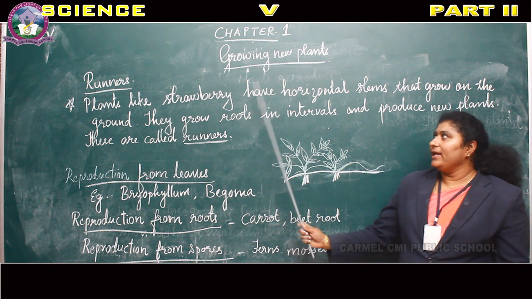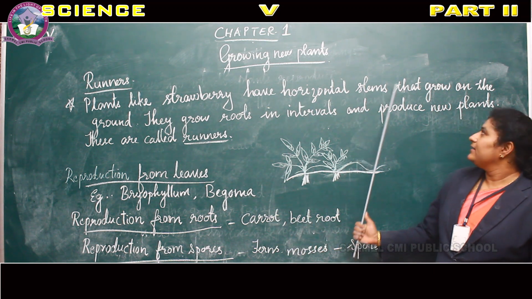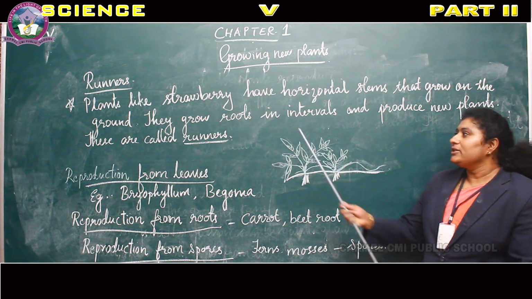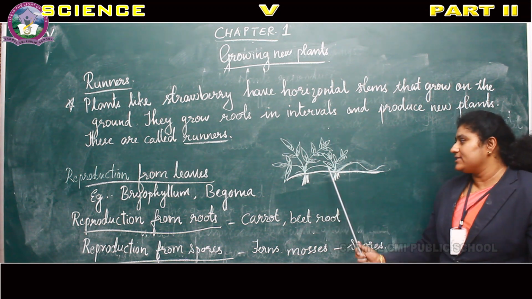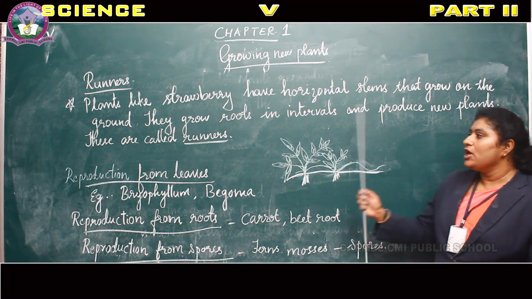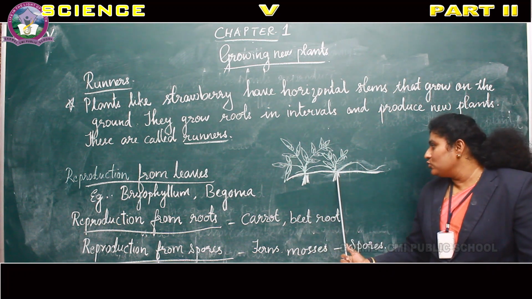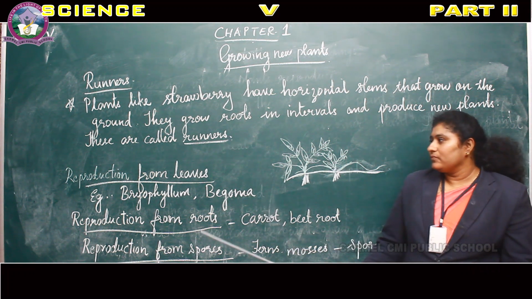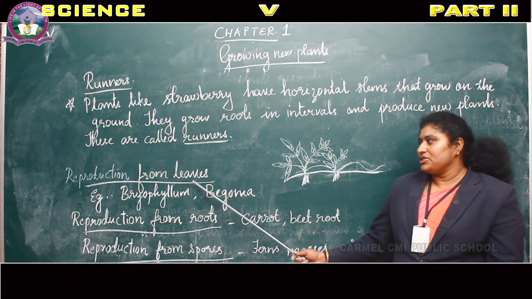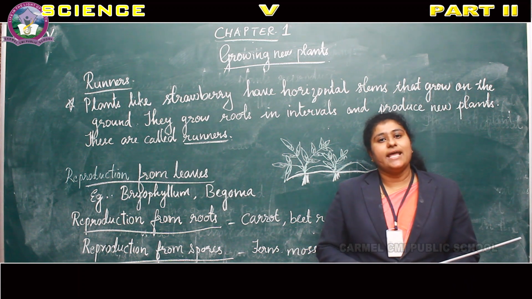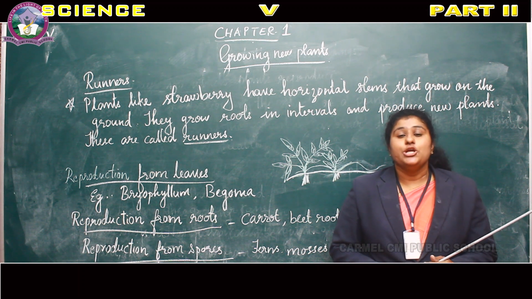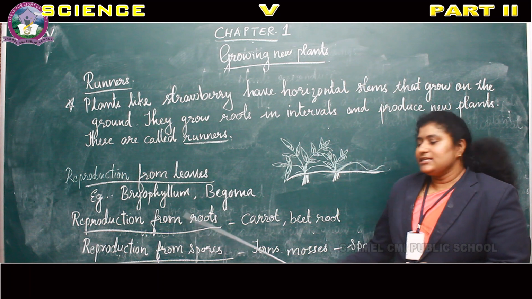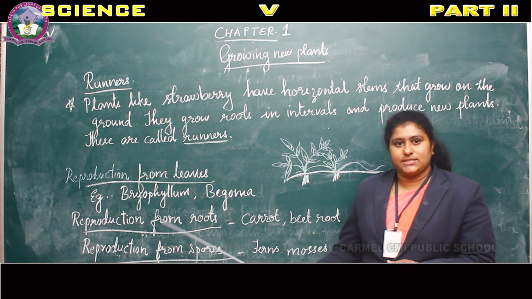Next is runners. Plants like strawberry have a horizontal stem that grows on the ground. This one is the horizontal stem. They grow roots at intervals and produce new plants. These are called runners. Next is reproduction from leaves. In some plants like begonia, bryophyllum, etc., new plants grow from leaves.